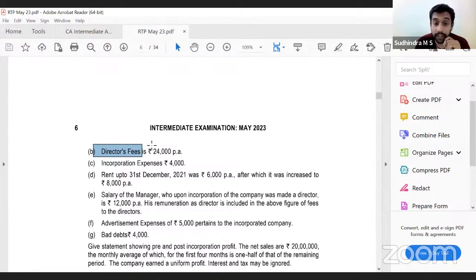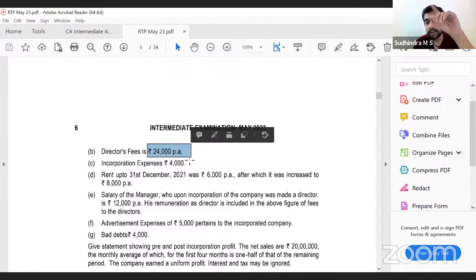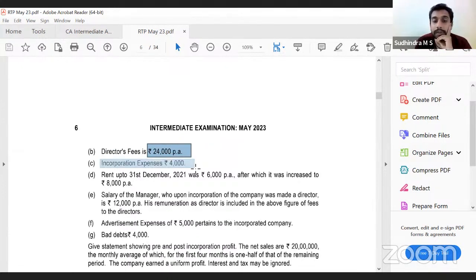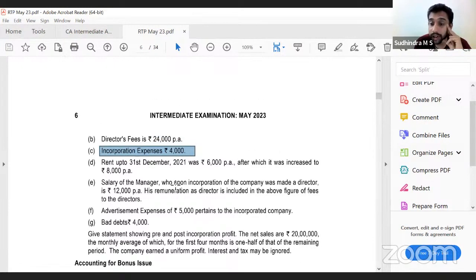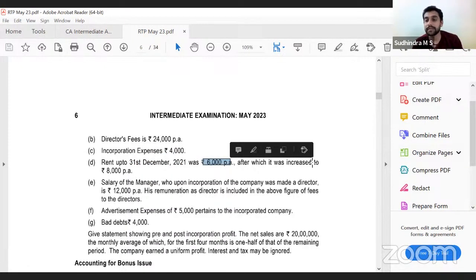Directors' fees is 24,000 per annum, so 12,000 for 6 months post-incorporation. Incorporation expenses, post-incorporation, amount 4,000. There is no plan here. Then rent up to 31st December was 6,000 per annum, after which it was increased to 8,000 per annum.